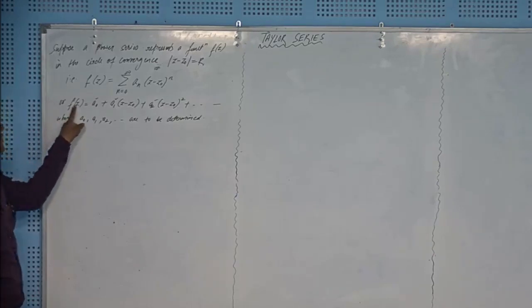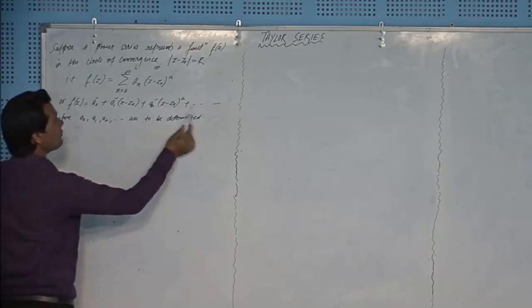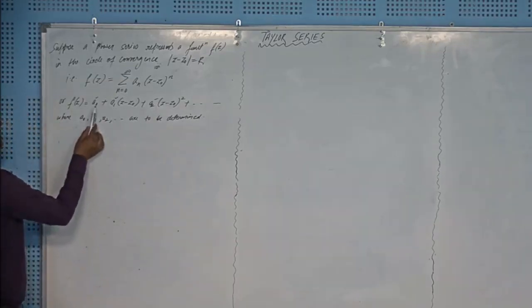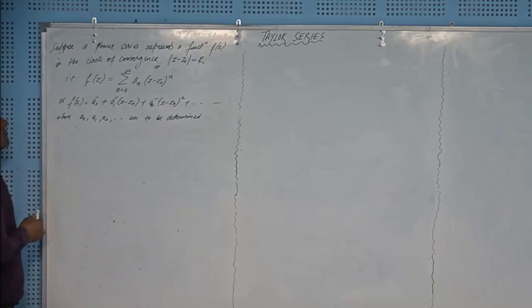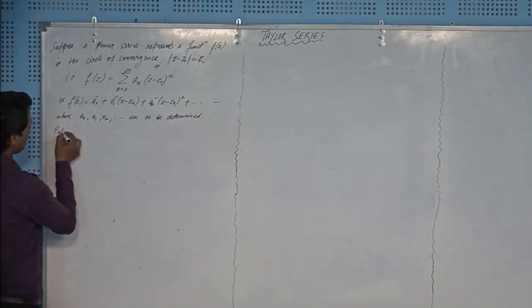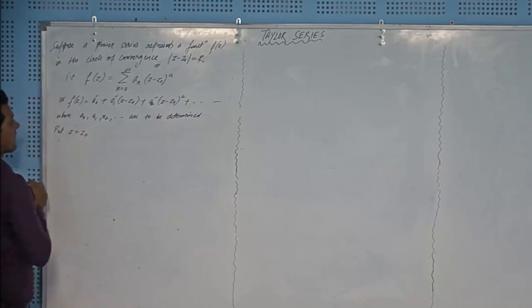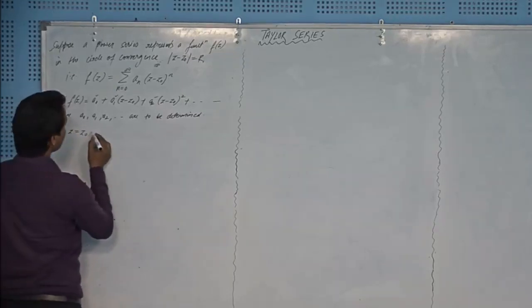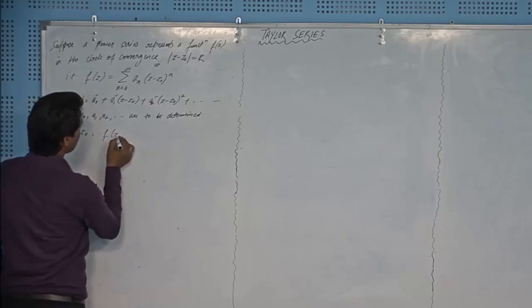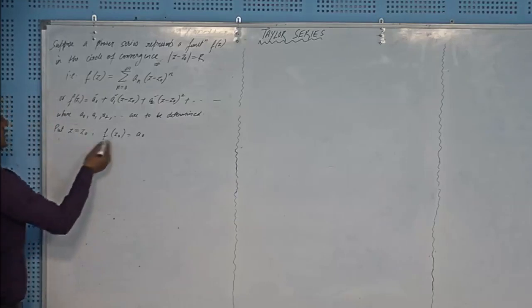And if we want to determine these coefficients, to find the coefficient a0 in terms of function f, a good point is to put z equal to z0. If you put z equal to z0 on both sides, then all these terms will vanish, and eventually we will find the value of a0, that will be f(z0), right? So put z equal to z0, and we'll have f(z0) equal to a0, right? So this is the value of a0.